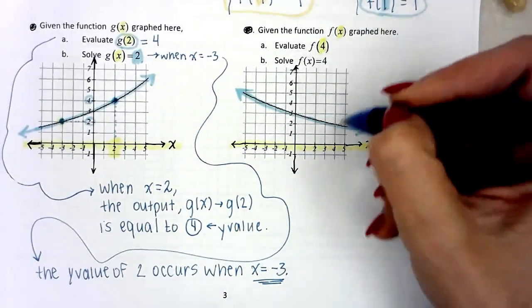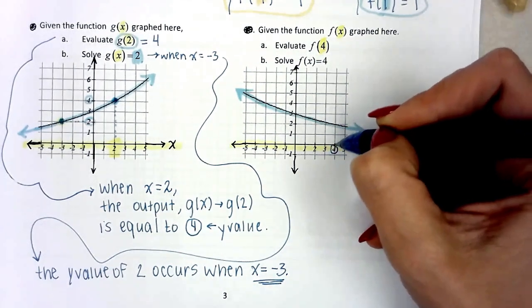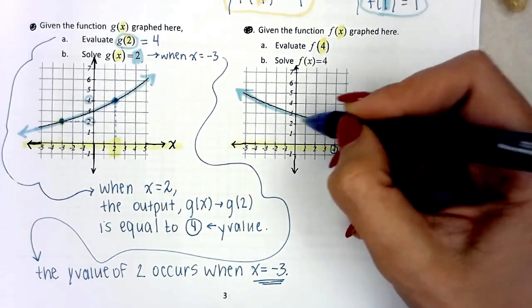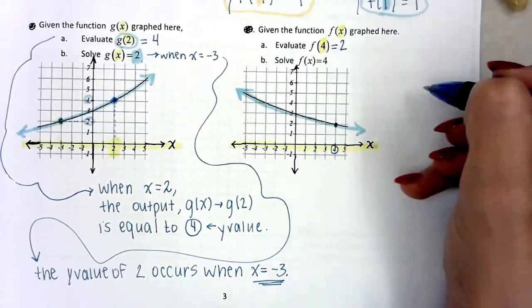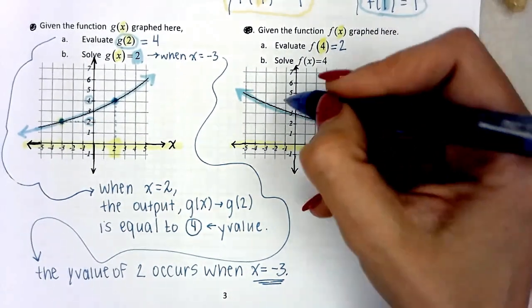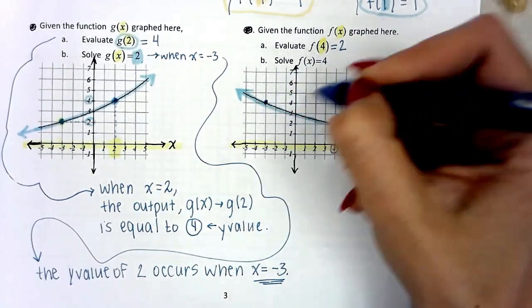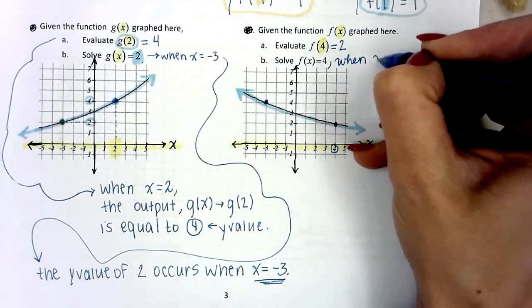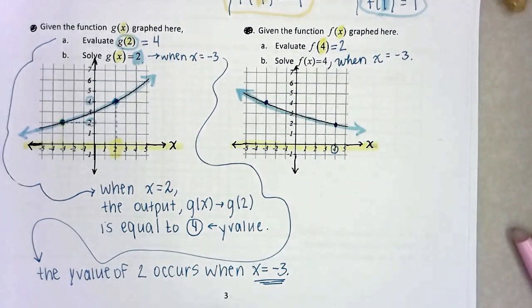So these will be a little quicker. F of 4. And of course, it's easy now because we're doing it right after we just did 1. My answer is 2, the y value. And then what x value gives me a y value of 4? Which x value is that? When x equals -3. Coincidentally again.